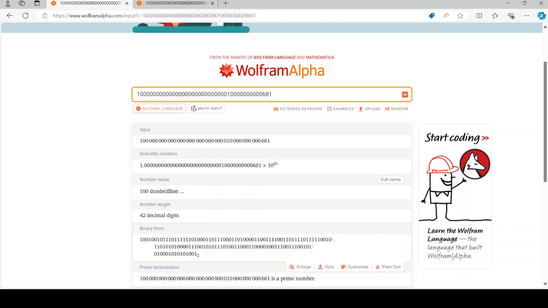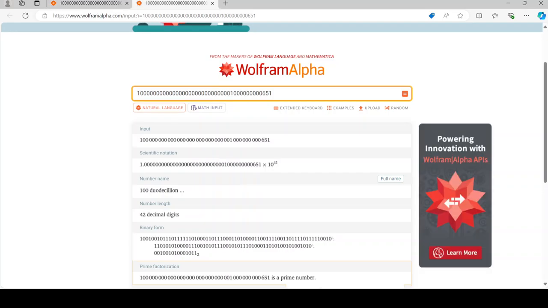And look, here this is 10 to the power of 41 plus 10 to the 13, and then plus 681. That is a prime number. Here, I added, this was the first one I found, 10 to the 41 plus 10 to the power of 12 plus 651. Those are the two little prime numbers I just found.